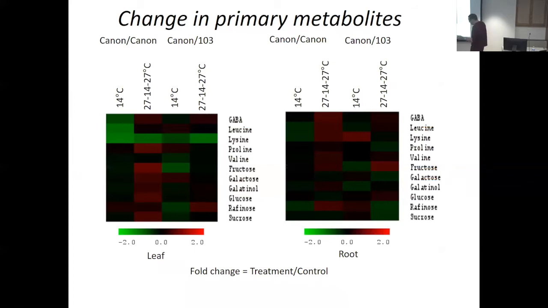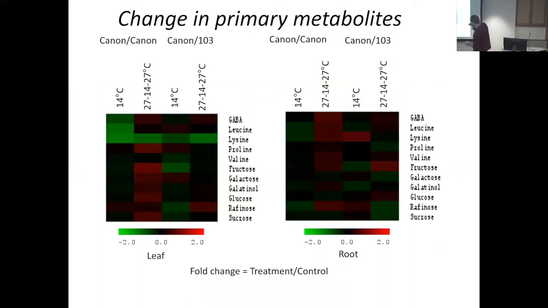And then we did a lot of research. I'm not showing everything. We looked at all the metabolites. So phenotypically, we didn't see anything in the shoots, but when you look at metabolites in the shoots, we see large differences from control when they are under 14 degrees.